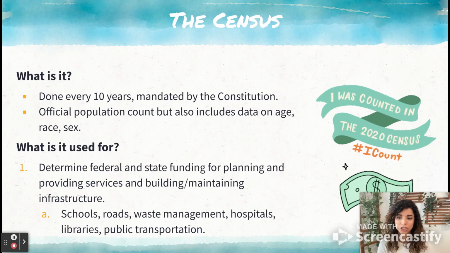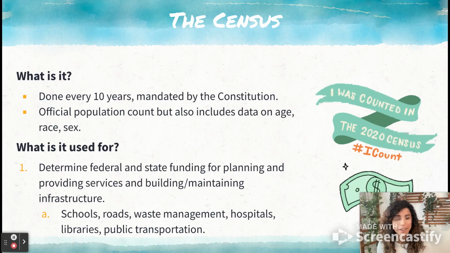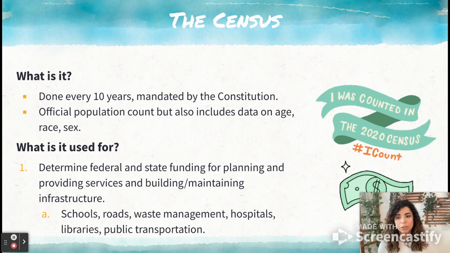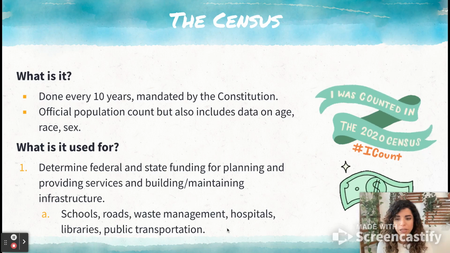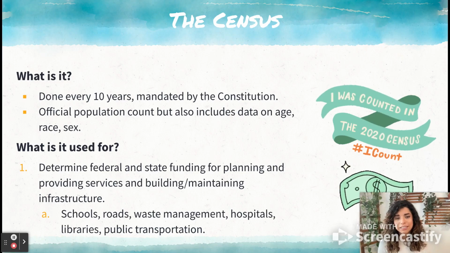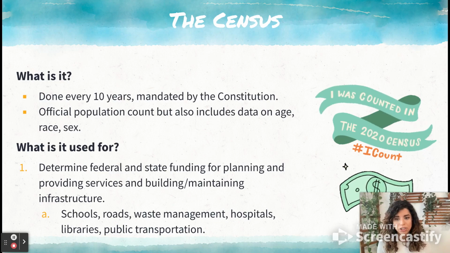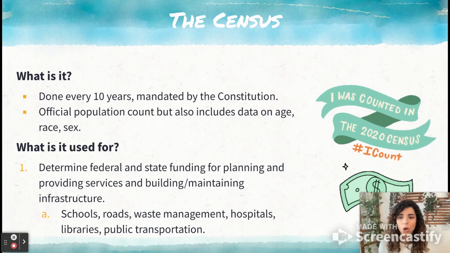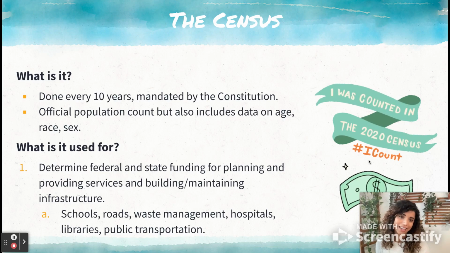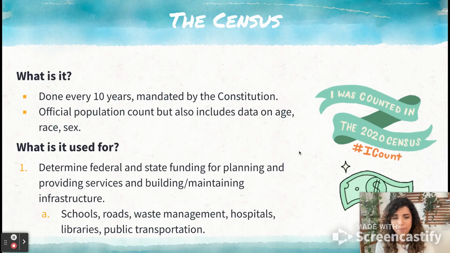That data is then used to help determine federal and state funding, and that is essential to planning and providing services that are needed, such as building and maintaining infrastructure. That includes schools, roads, waste management, hospitals, libraries, public transportation, and making sure that those services are enough for that population. If populations are increasing, we might need more schools, we might need to expand roads. So the census really allows for that to happen and allocates how much funding should be in different areas of the country.